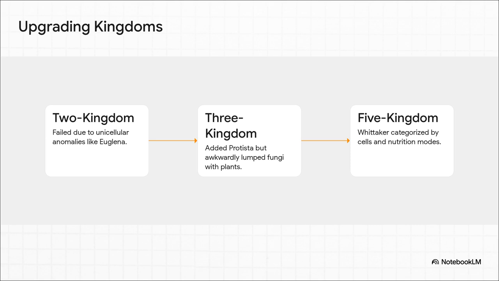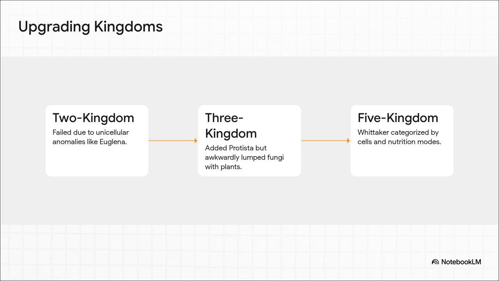First, the two-kingdom system failed. It just couldn't handle confusing unicellular organisms and completely ignored the difference between prokaryotes and eukaryotes. So in 1866, Ernst Haeckel introduced a three-kingdom system by adding Protista. It was better, but it still awkwardly lumped fungi in with plants. And fungi are not plants. They don't even perform photosynthesis.